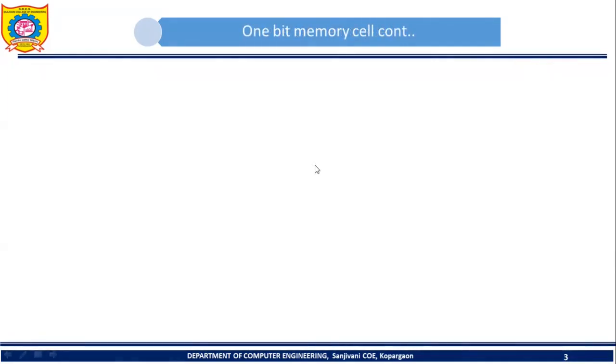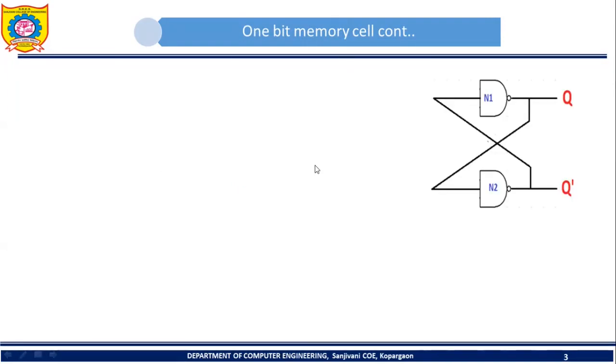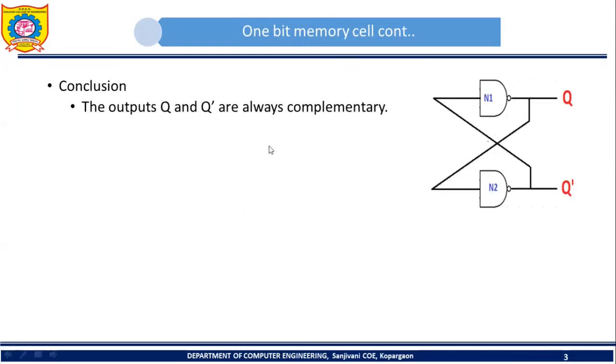Now let's make some conclusions about the 1-bit memory cell. The first conclusion is that outputs Q and Q prime are always complementary. Means what? If Q is 0, then Q prime must be 1. If Q is 1, then Q prime must be 0. Then this circuit has two stable states. Already we have seen that this circuit has two stable states. One is high state and the second one is low state. High state means this Q will have value 1, and low state means this Q will have value 0.